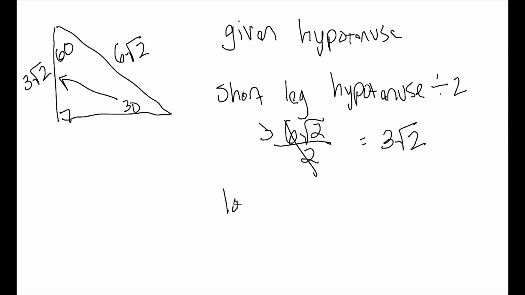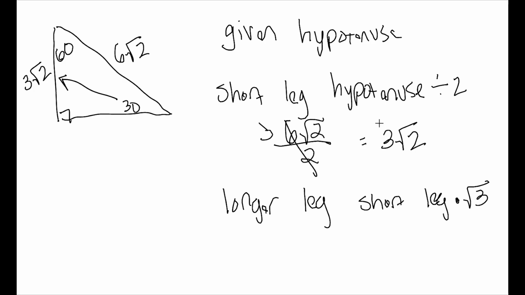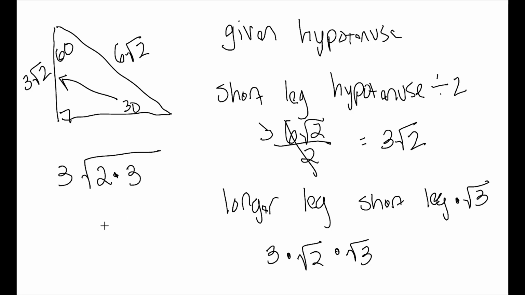Now to find the longer leg, it's still the short leg times radical 3. So watch out here because I already have a radical in the shorter leg. So we have 3 times the square root of 2 times the square root of 3. So we multiply the numbers inside a larger radical, and my longer leg is 3 radical 6.